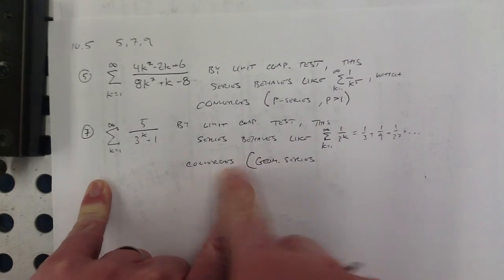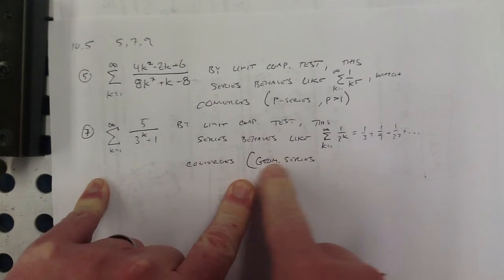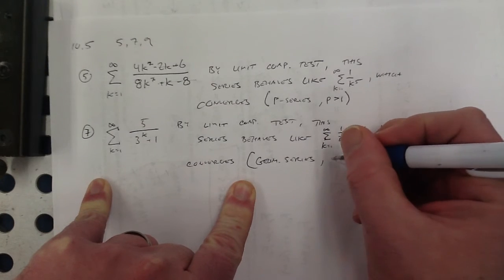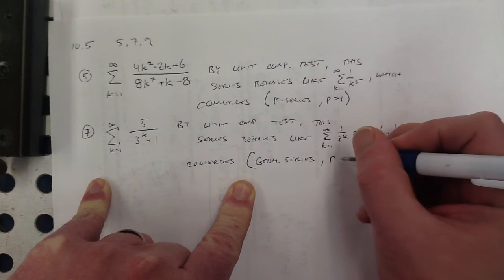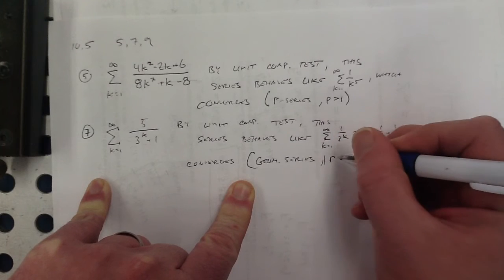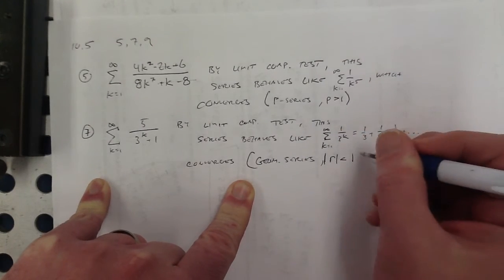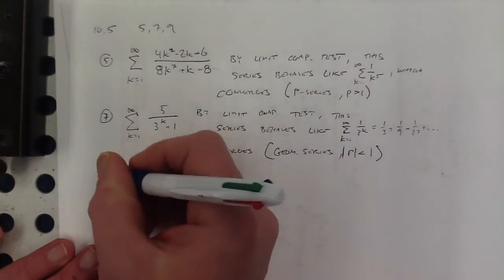And you can't just say it converges because it's a geometric series, because not all geometric series converge. You have to have an r that is between 1 and -1. So, got to say that.